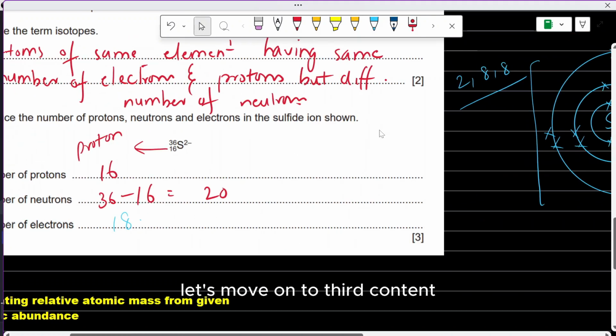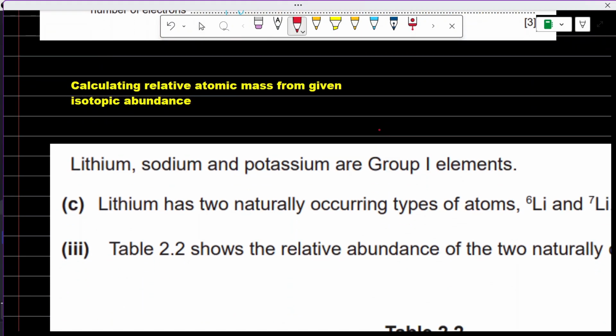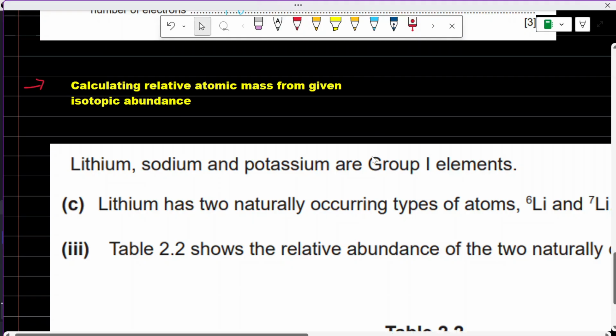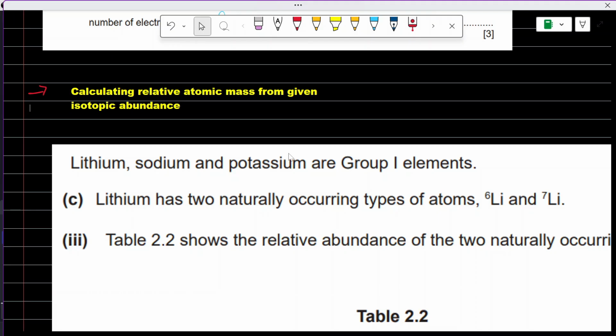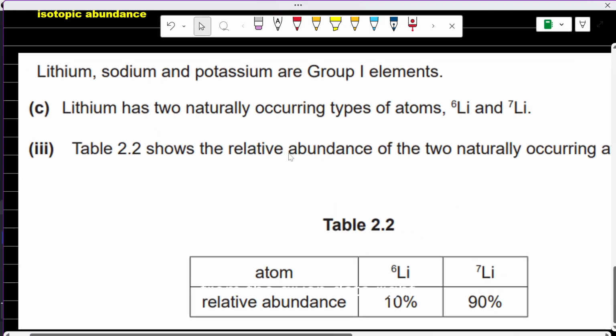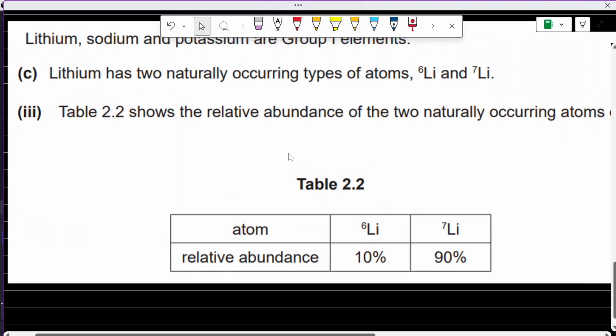Let's move on to the third content which we're going to focus on in this video. That is how to calculate the relative atomic mass from the given isotopic abundance. In some cases, the examiner is going to give you the isotopic abundance of different isotopes, the percentage abundance, that is, how abundant they are in nature, and will ask you to calculate the relative atomic mass from the given data, right? Let's have a look at this question.